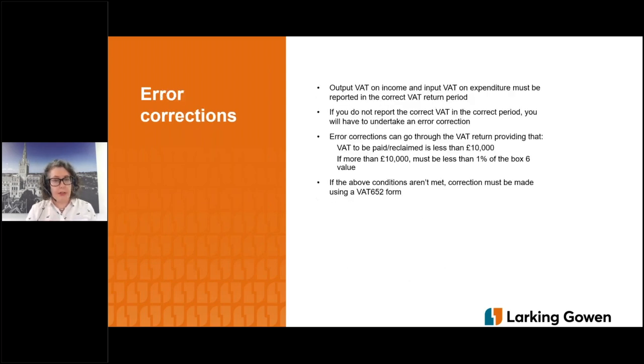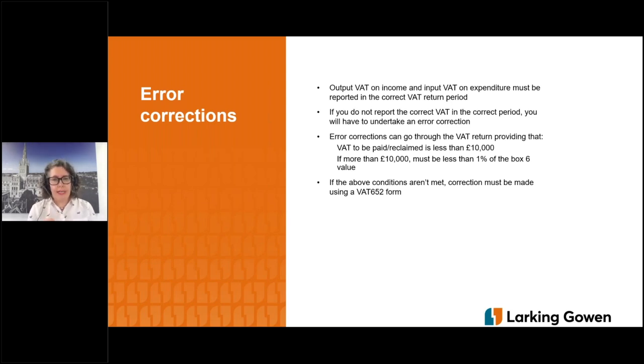What happens if it's not correct though? So we mentioned before, if you have got pre-registration input tax that you haven't had a chance to calculate to include in your first return, perhaps you're going to recover it in your second or third return, strictly that is an error, and it could be something that you need to tell HMRC about. However, if the VAT on the error is less than £10,000 in that VAT return period, then you can just put that adjustment through your VAT return and you don't need to tell HMRC about it.